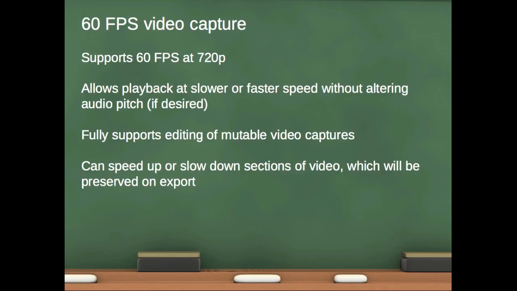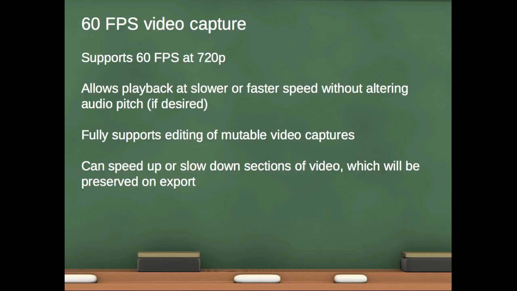It fully supports editing of mutable video captures. In other words, if we have captured the video and it is in a mutable format, we can edit that at 60 frames per second. We can also choose only certain sections of the video to speed up or slow down, and then that information will be preserved when we export the file.